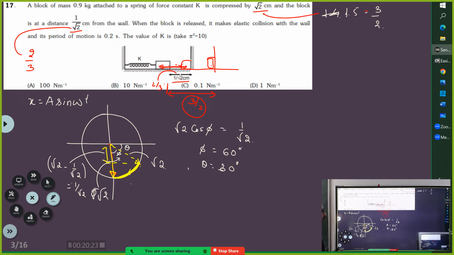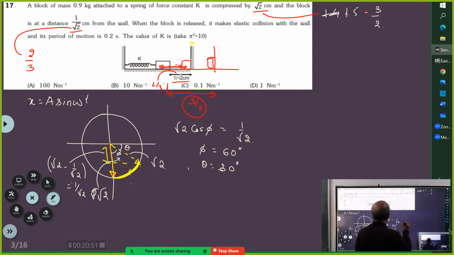Now, with the given things, what have we got? The phasor is root 2, and they have asked us to find the value of k. Now, what is the logic? If this wall was not there, then what would have happened? It would have simply oscillated, no?